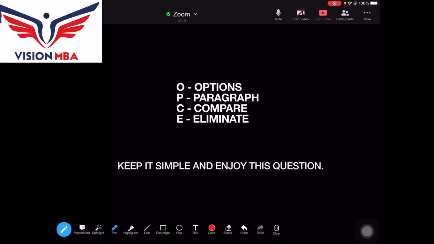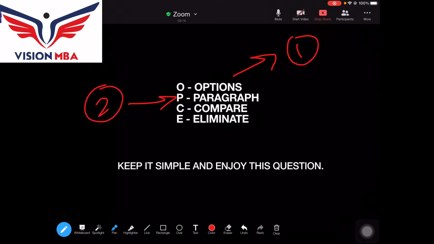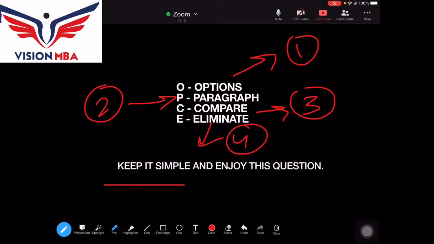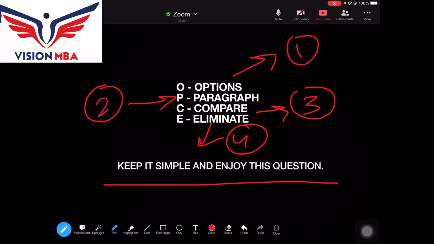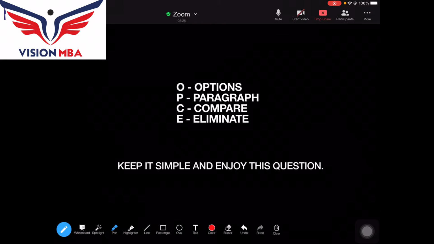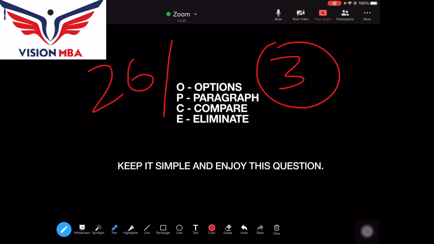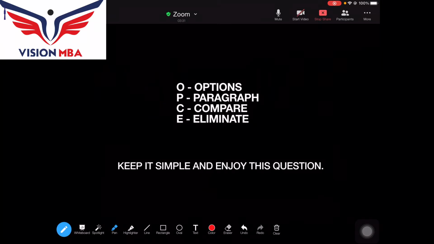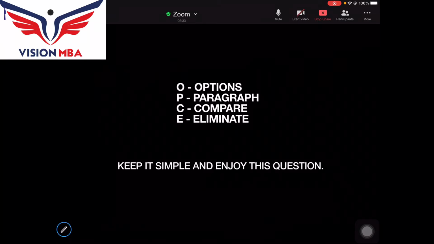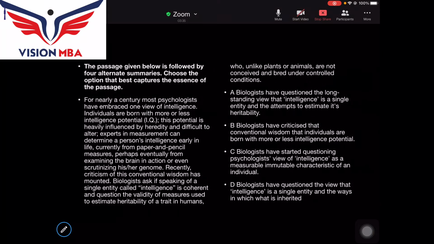So once again, first you will read the options, second you will read the paragraph, third you will compare the options, and fourth you're going to eliminate. Keep it simple and enjoy this question. Trust me guys, these 3 questions, just like odd one out, are in your pocket. So there are going to be 26 questions and 3 questions are going to be on this type of stuff, and easily you can get them right every time. So let me show you how it goes.